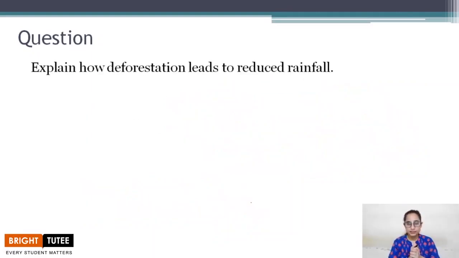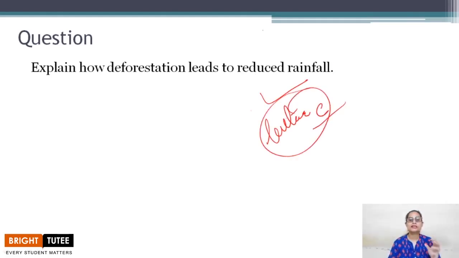The second question is, explain how deforestation leads to reduced rainfall. This I have already explained in the lecture. The temperature increases, due to which rainfall is reduced, right? You can watch the lecture again. This is a very important question. This will help you. This can be easily a 3 mark question and minimum 1 mark question. If it is a 1 mark question, you will simply provide 1 statement explaining the concept.